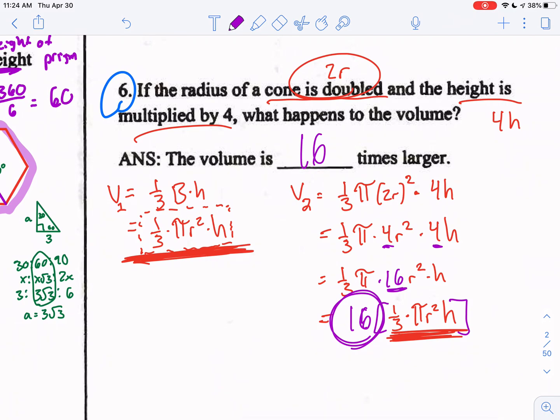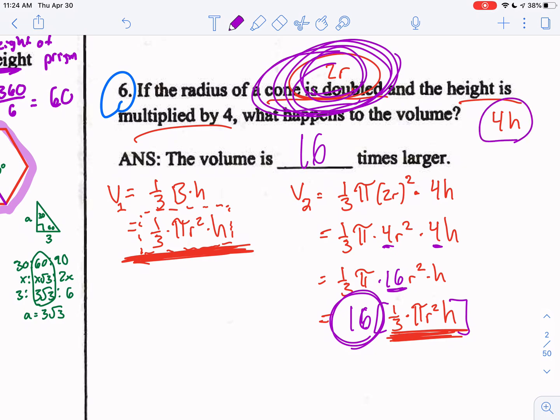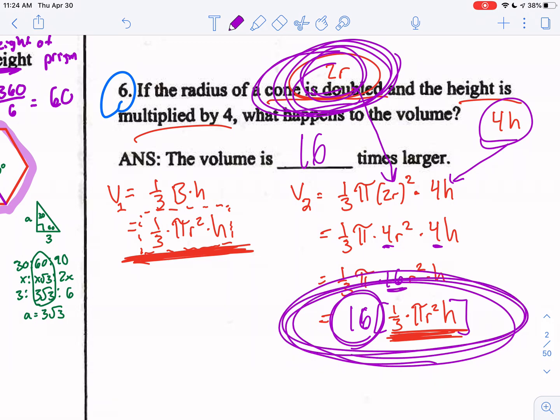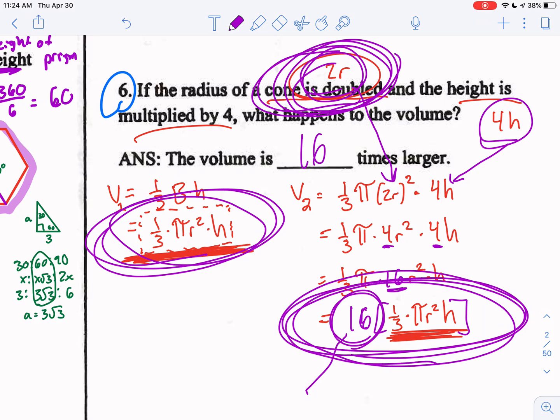Okay. Essentially, whatever it tells you to do, 2r, right? The radius is doubled and the height is 4 times bigger. You plug those into your new volume formula. And once you plug those in, you then compare your new volume to the original formula. And you can see that it got 16 times bigger.